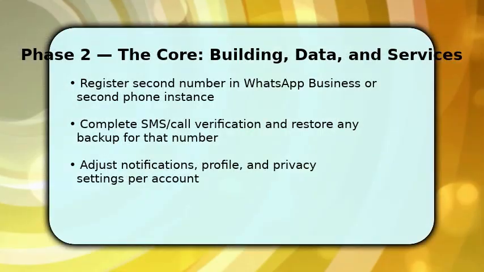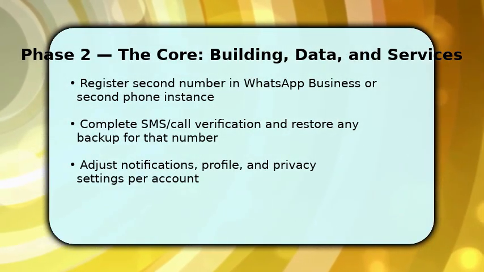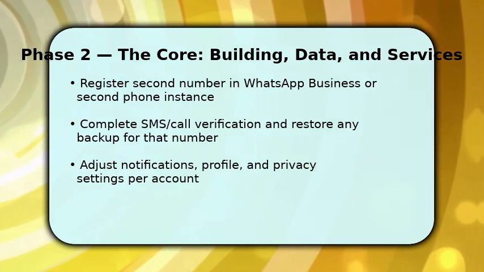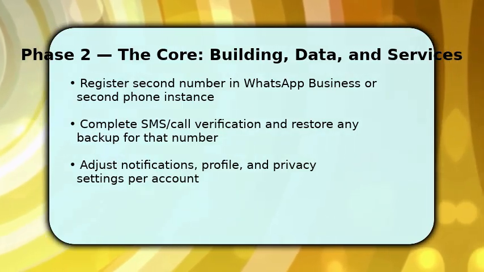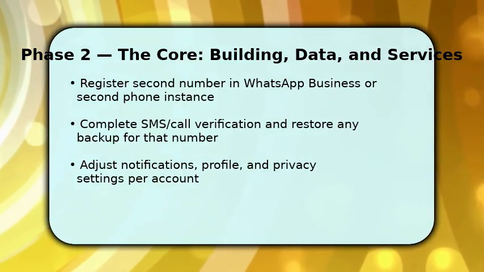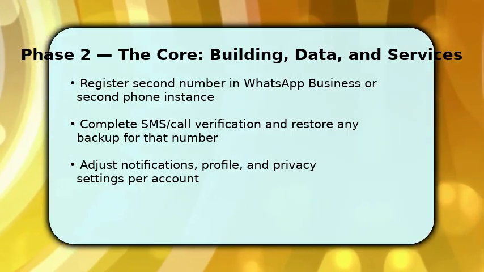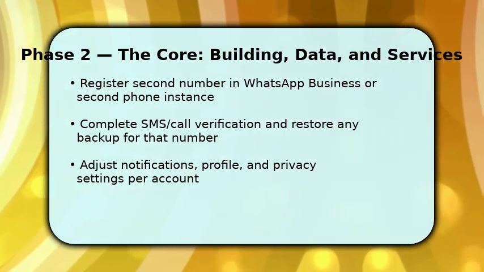Now set up the second account. Open WhatsApp Business or a parallel app instance, enter the second phone number, and request the SMS or call verification. When you get the code, enter it promptly. If using a different device, forward the code securely. Restore a backup tied to that number if available, because backups are account-specific.